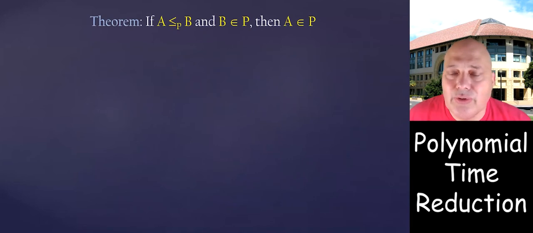And now we can conclude a few important properties. If A is polynomial time reducible to B and B is in P, then A is in P. Because how would you solve A? You'll first in polynomial time reduce it to B, and then in polynomial time you'll decide if f of w is in B, and this will give you an answer about A.